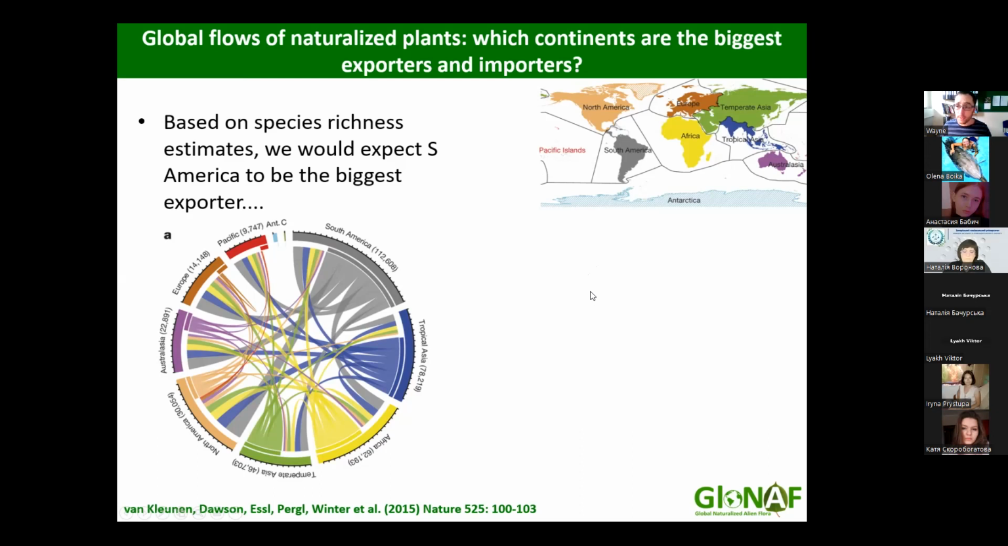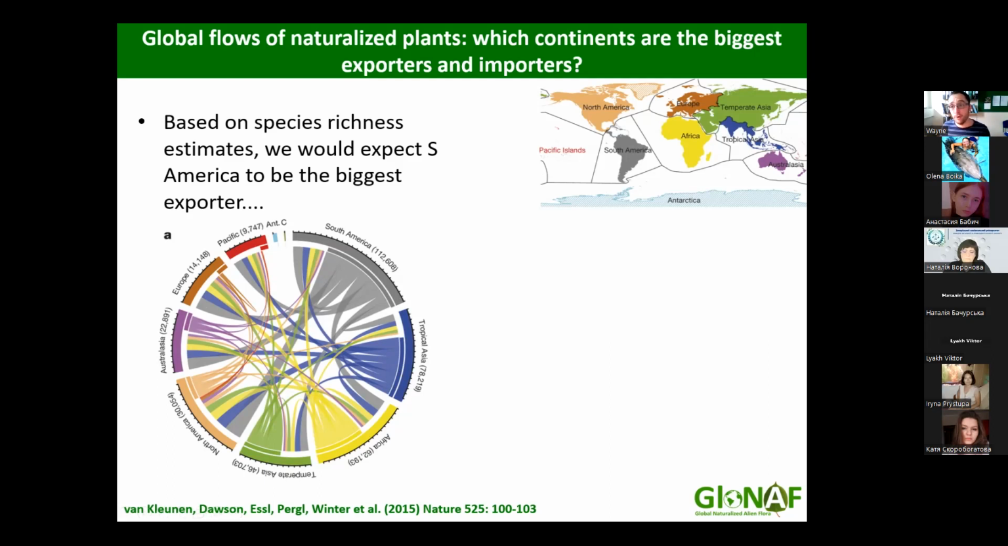So if we think about the most species-rich regions of the world for plants, South America is widely considered to be the most species-rich continent in terms of plants. So just based on species richness estimates alone, we would naturally expect South America to be the biggest exporter to other parts of the world. And that's what's shown in this circle diagram here. It's slightly complicated, but the main thing to bear in mind is that as we go from this side clockwise around, we're going from net donors around to net recipients of naturalized species.